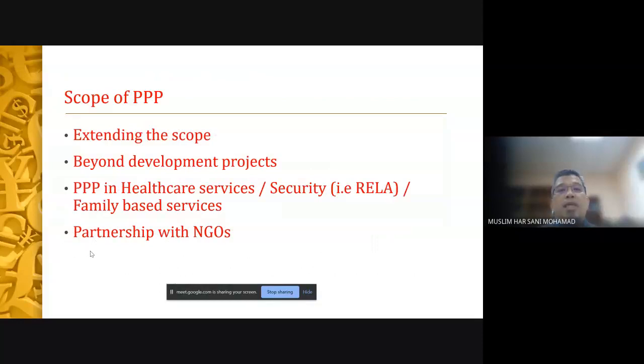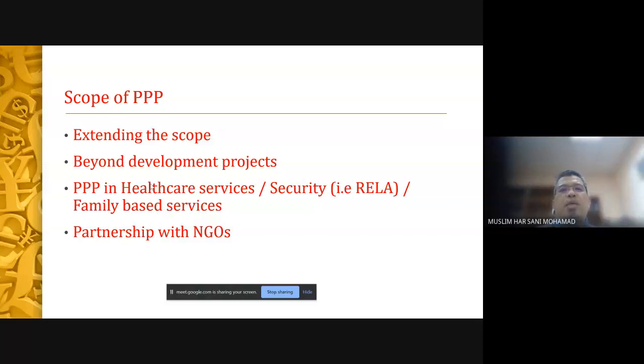Scope of PPP: extending the scope beyond development projects. Okay, I think this is what's happening. Even now, partnership with NGOs. I think that's a good idea. Not only for commercially viable projects, but the partnership, not only with companies, but with the NGOs, to expand the level of services.